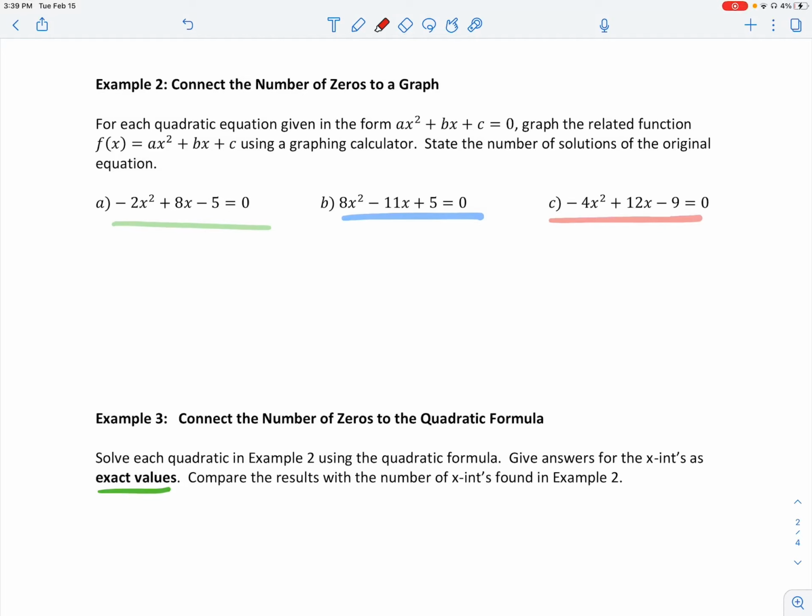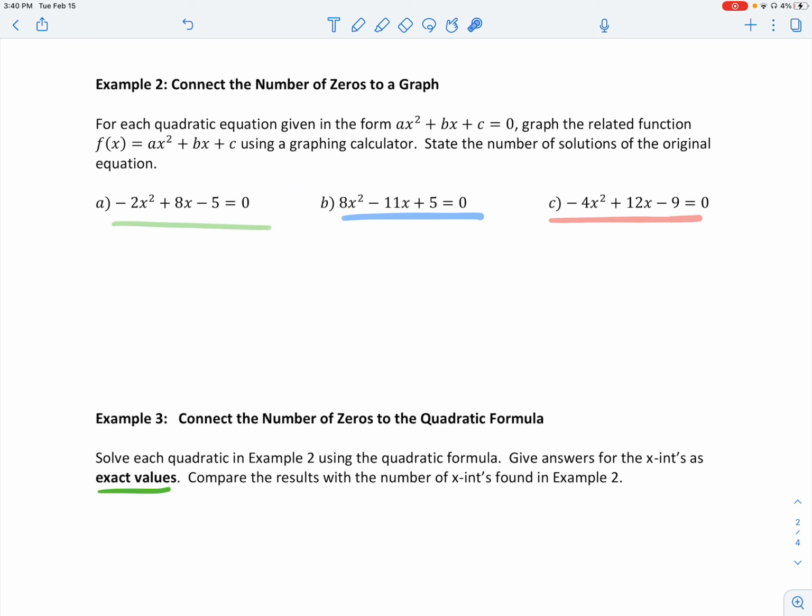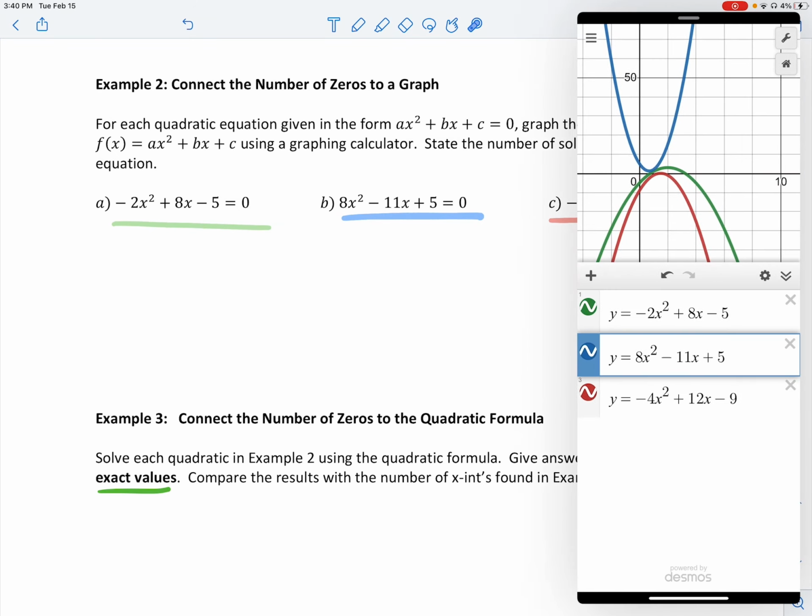Hi, welcome back to 1.5, solving quadratic equations. In this example, we're just going to make a connection between the number of zeros of a function to the number of x-intercepts on the graph. I've color coordinated all three of these equations, green, blue, and red, and I have graphed them already on the Desmos app. So these are the three graphs.